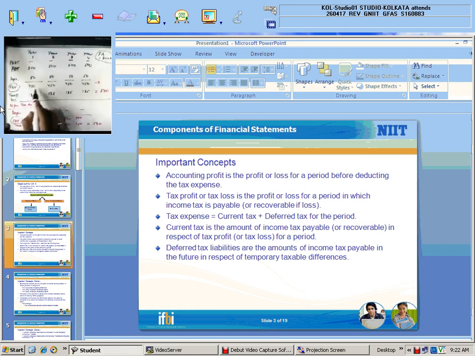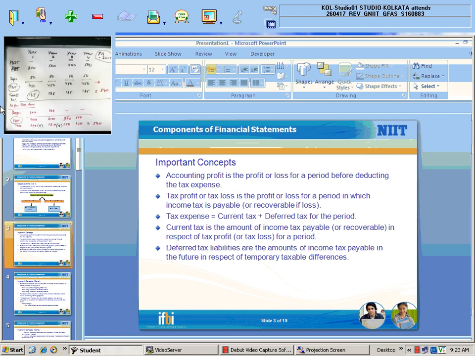This 135 is the tax expense. It consists of current tax of 120 and deferred tax of 15,000. So tax expense is nothing but current tax paid to the government plus deferred tax for the period. So the current tax is 120, tax expense is 135, and the remaining 15 is a deferred tax liability. Similarly, in the second year, current tax is 120,000, deferred tax is 15,000, so the tax expense is 135,000. The tax expense will get reflected in the profit and loss account.